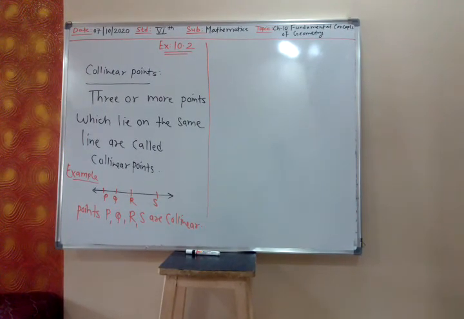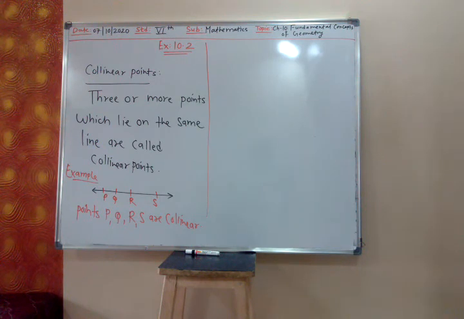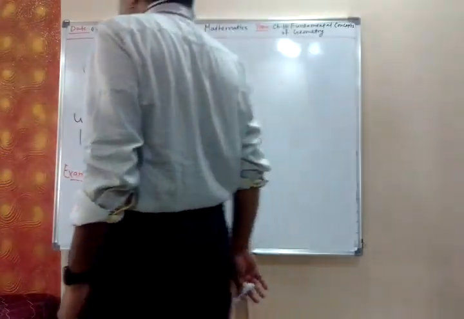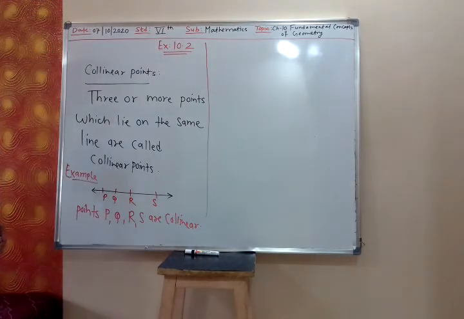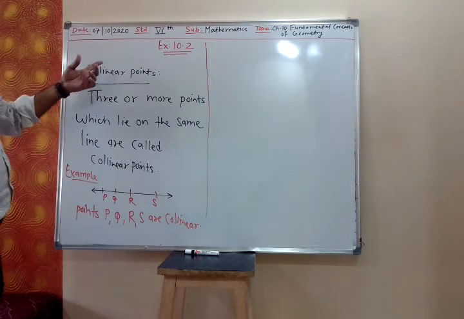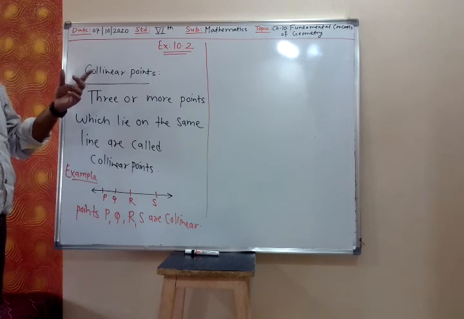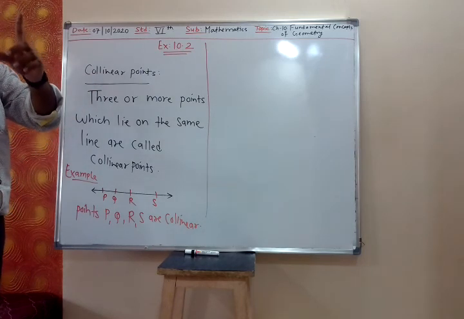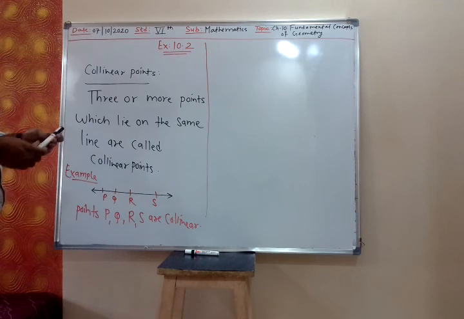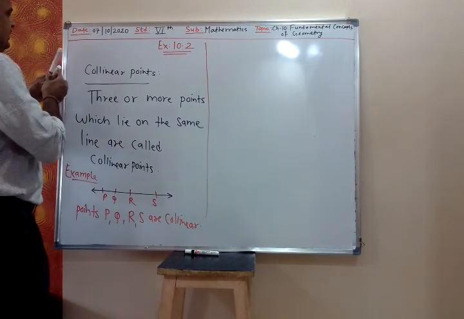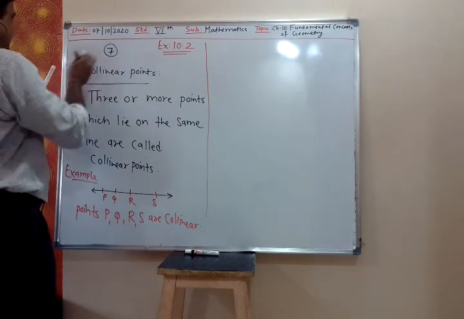Now it is clear, right? We are seeing the definition of collinear points. Exercise 10.2. We have to solve question number 8. The seventh one is omitted. We have done up to 6. You put the cross.